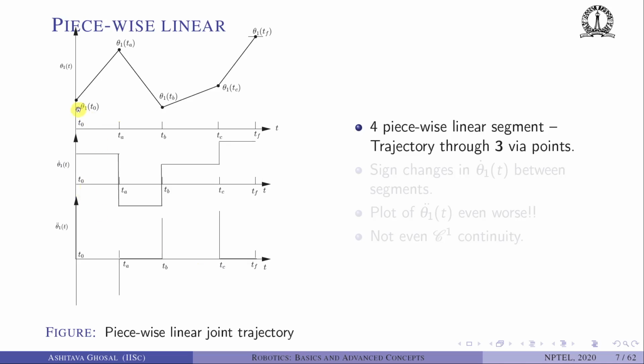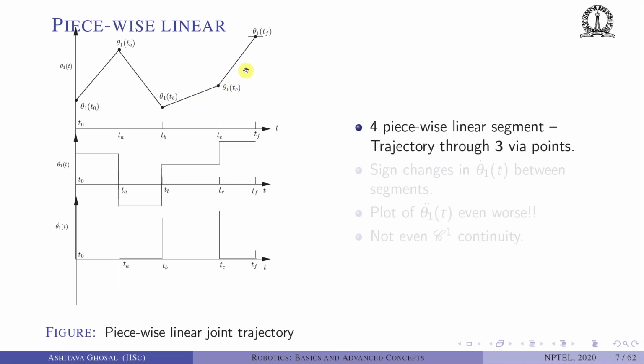So in this picture, we are showing theta 1 along the y-axis and time along the x-axis. Let's say the joint initially is at theta 1 t0. It will go to theta 1 ta, then to theta 1 tb, then theta 1 tc. So at 3 time instants, ta, tb, tc, these are the intermediate theta values which are given, and we end up at the final time. If you do linear interpolation, or connect theta 1 t0 to theta 1 ta by a straight line, and likewise from ta to tb also by a straight line.